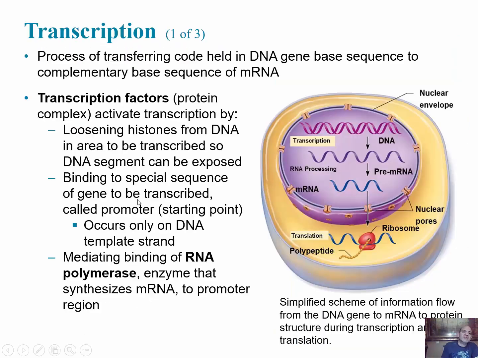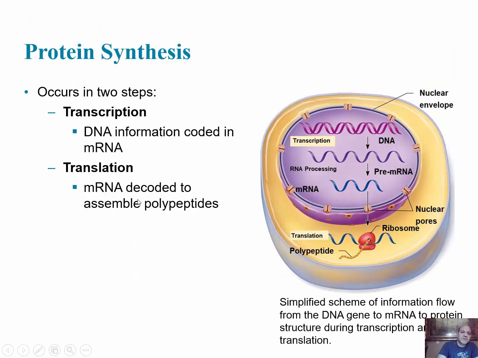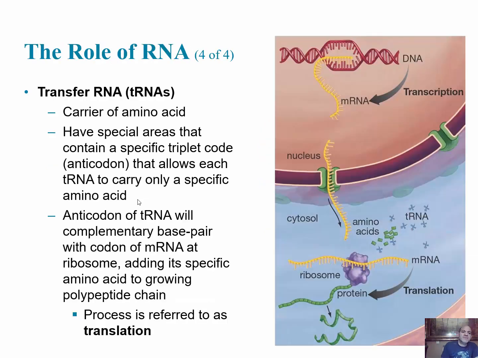So looking at transfer RNA, the tRNAs, those are going to be carrying amino acids to the ribosome. And they're going to have special areas. They're going to have their own triplet code. We're going to call that the anticodon, which would be complementary to the codon on the mRNA. So DNA has the triplet, RNA carries the codon, and tRNA matches with the anticodon.